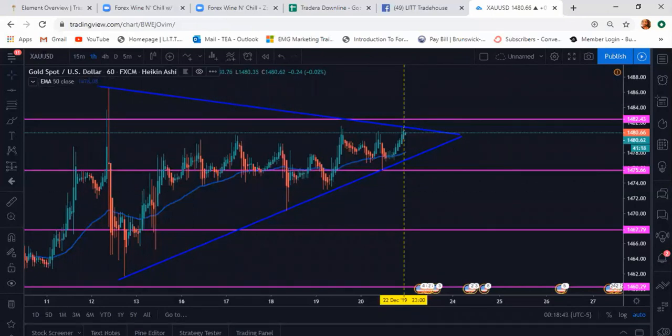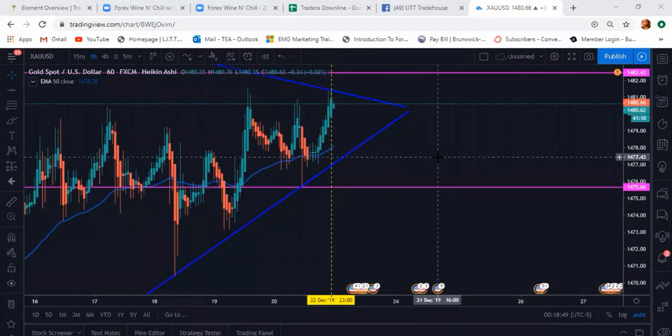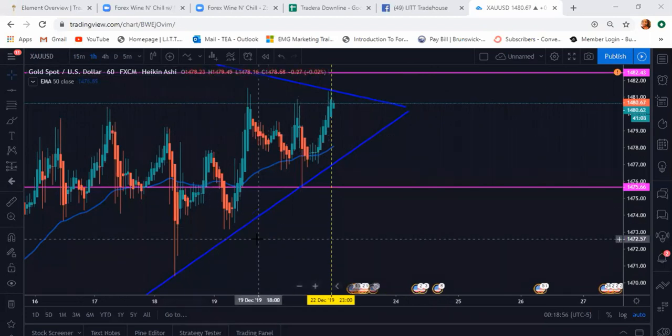Listen, if I'm sitting here and I'm waiting for gold to break out, let me give you a real example. If I'm sitting here waiting for gold to break up or break out, and I'm on UJ, and I'm on US 30, and I'm on GU, and I'm looking at AJ, by the time I come back to gold, I'll miss that move.